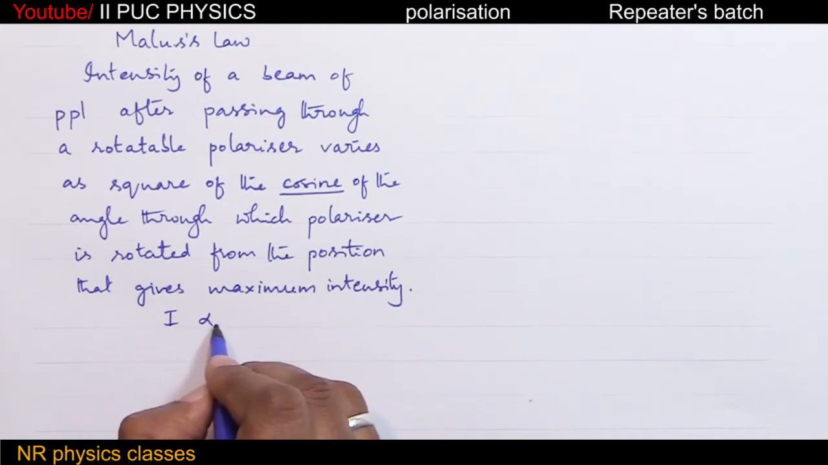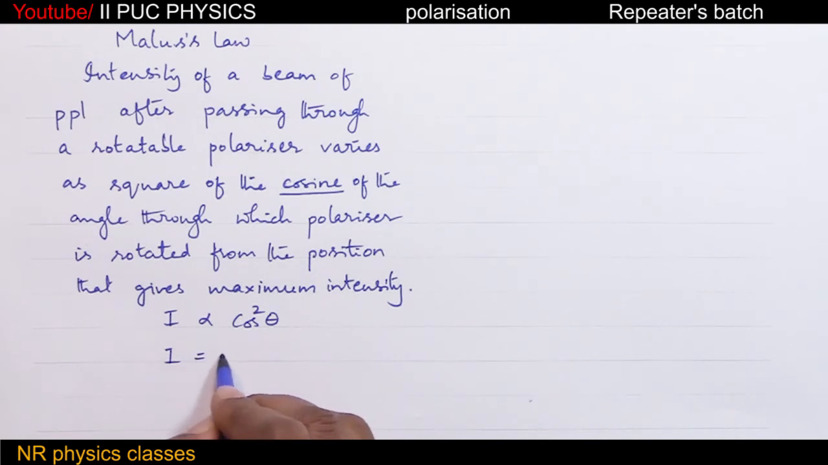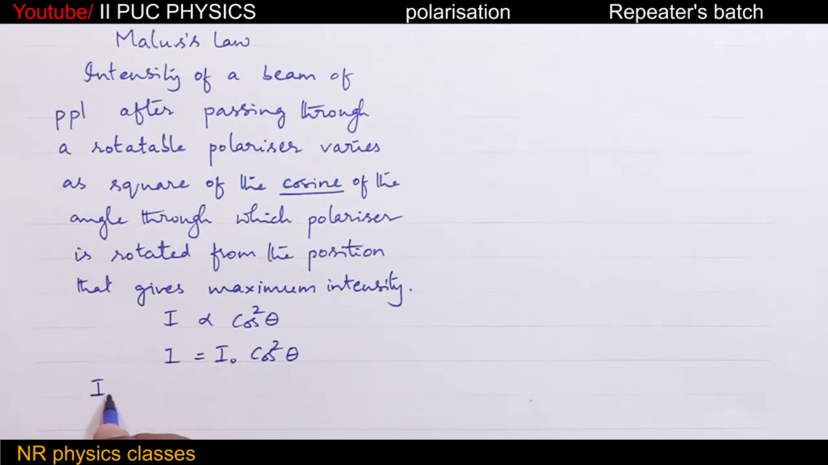The relation is I proportional to cos square theta, or I equals I naught cos square theta. So I is maximum if theta is 0: put 0 here, cos 0 is 1, I equals I naught. I is minimum if theta is 90 degrees. Cos 90 is 0. Therefore, intensity is 0.